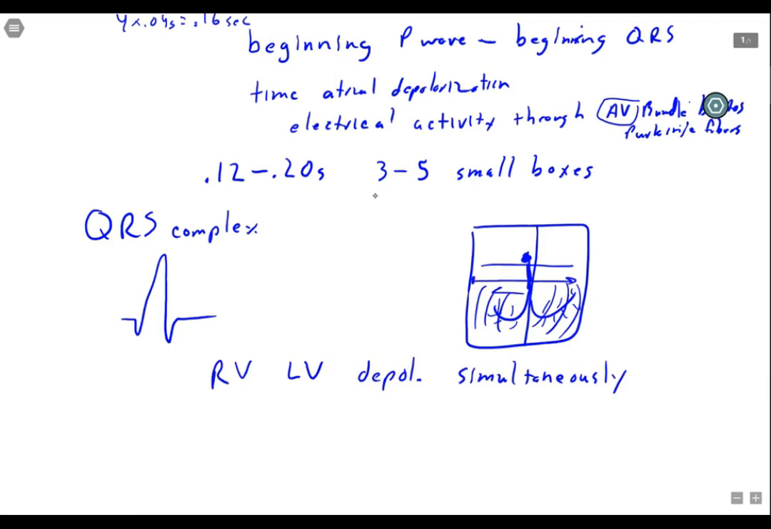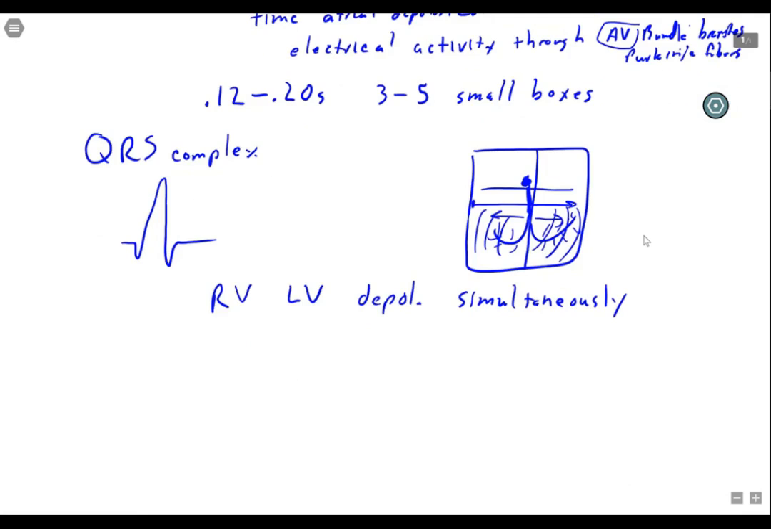But if both sides depolarize at the same time, that really shortens how long it takes to contract the ventricles. So the duration of the QRS complex is actually fairly short. It should be less than 0.10 seconds. That's less than 2.5 small boxes.